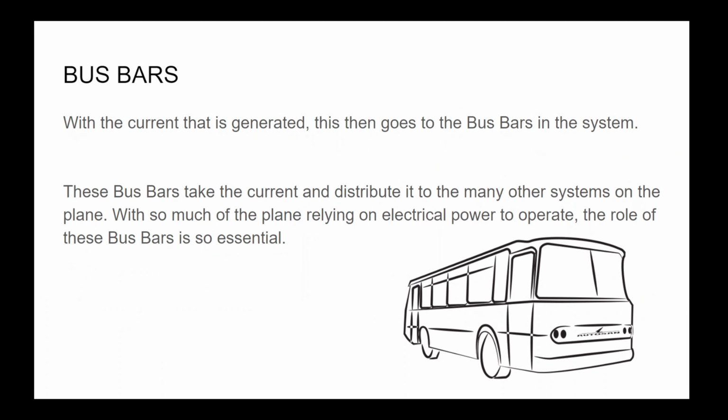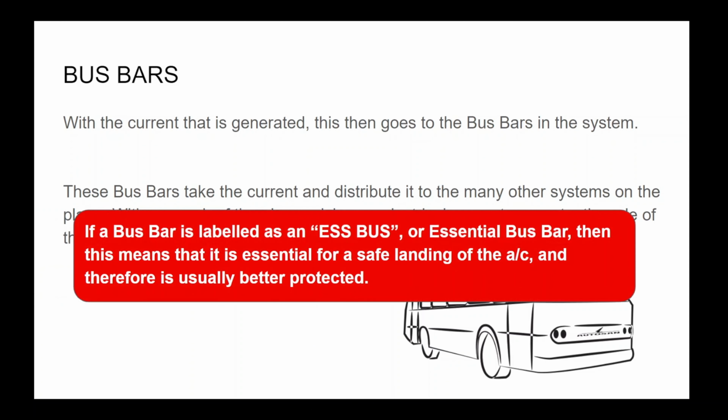With the current that is generated, this then goes to the bus bars in the system. These bus bars take the current and distribute it to the many other systems on the plane. With so much of the plane relying on electrical power to operate, the role of these bus bars is so essential. If a bus bar is labeled as an ESS bus or essential bus bar, then this means that it is essential for a safe landing of the aircraft, and therefore is usually better protected.